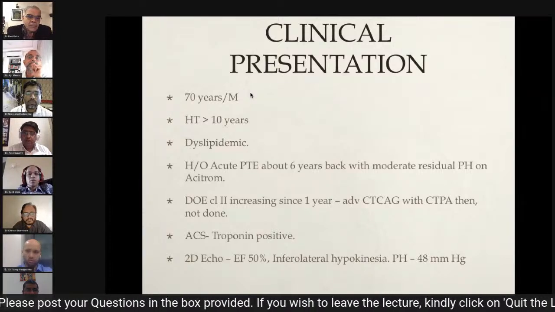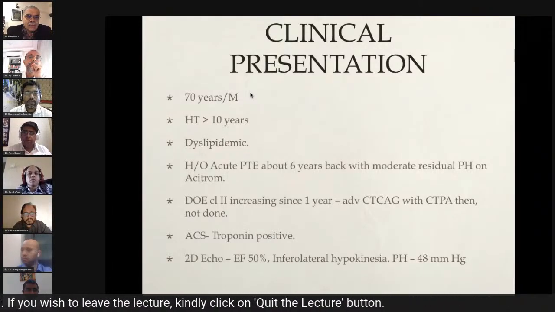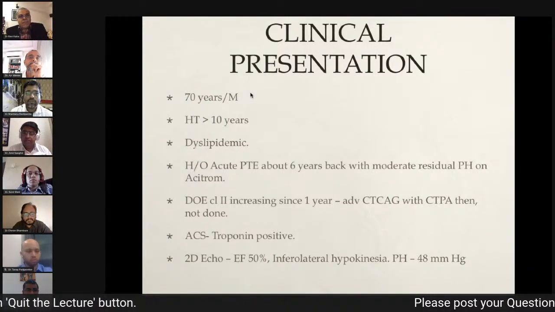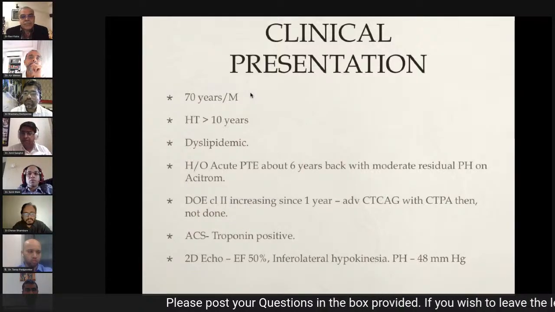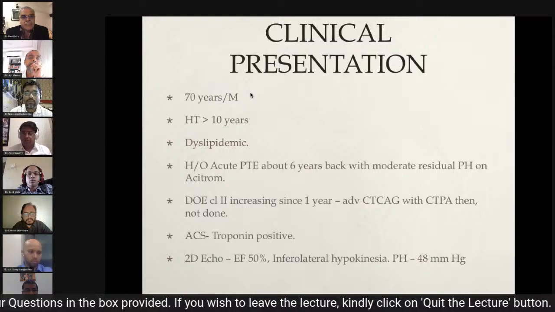Now he presented to us with an acute coronary syndrome, which was troponin positive. Echo showed fairly well preserved LV function with hypokinesia of the inferolateral wall, and he had pulmonary hypertension of about 50 millimeters of mercury on the 2D echo.